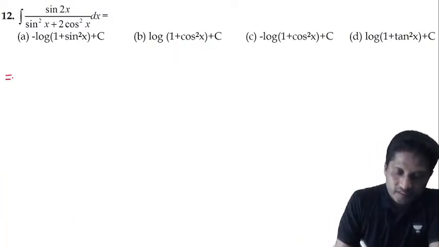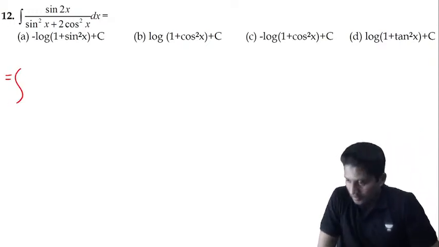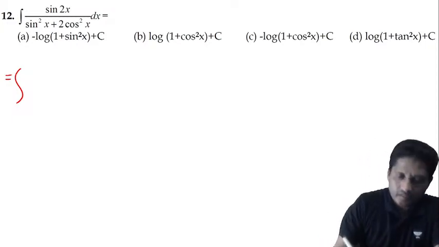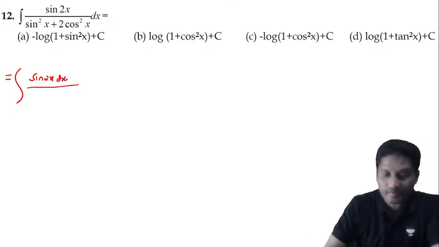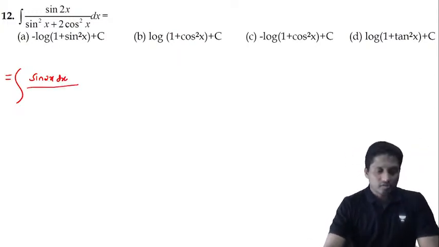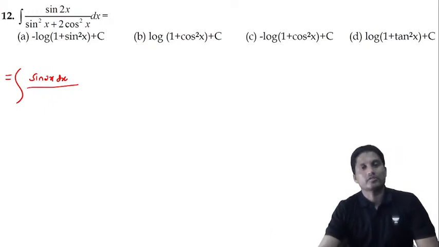Question number 12. See, problems like this, sometimes it depends on the options. So your approach will depend on the options only. This is integral of sine 2x dx in the numerator. Because an indefinite integral will have more than one solution, your solution approach should be based on the options only.